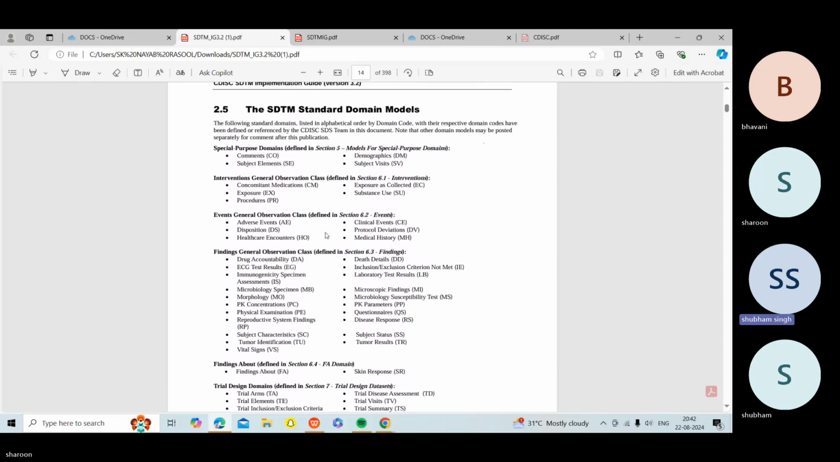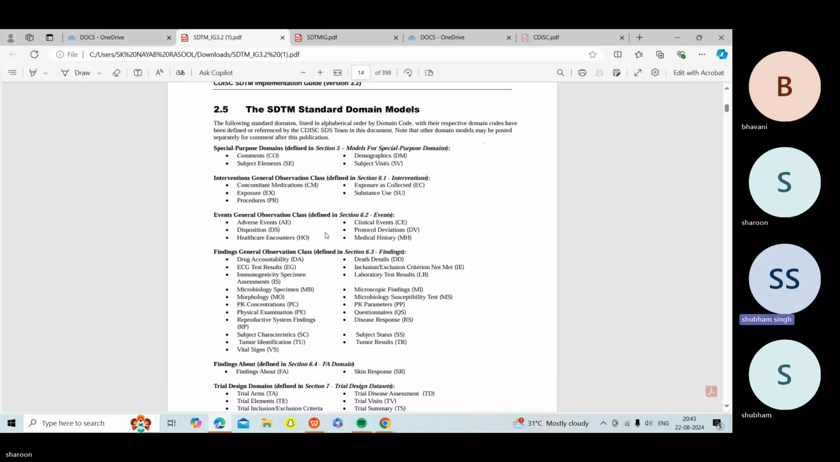Nothing about SDTM. Nothing, just that I had read the definition, that's all. I knew some part. But it gives you the clarity, the behind-the-scenes understanding.